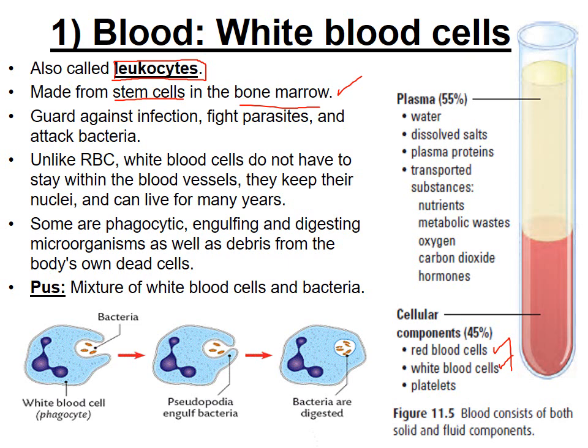What are their main functions? They help to guard against infections. They play a big role in our immune system. Now, the red blood cells have to stay in the blood vessels, but the white blood cells don't have to stay in the blood vessels. Also, they keep their nuclei, and they live for many, many more years than the red blood cells do.